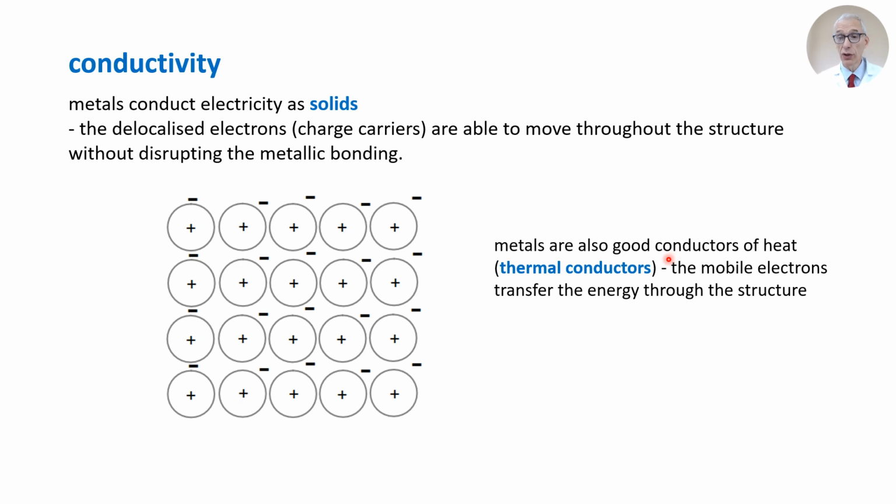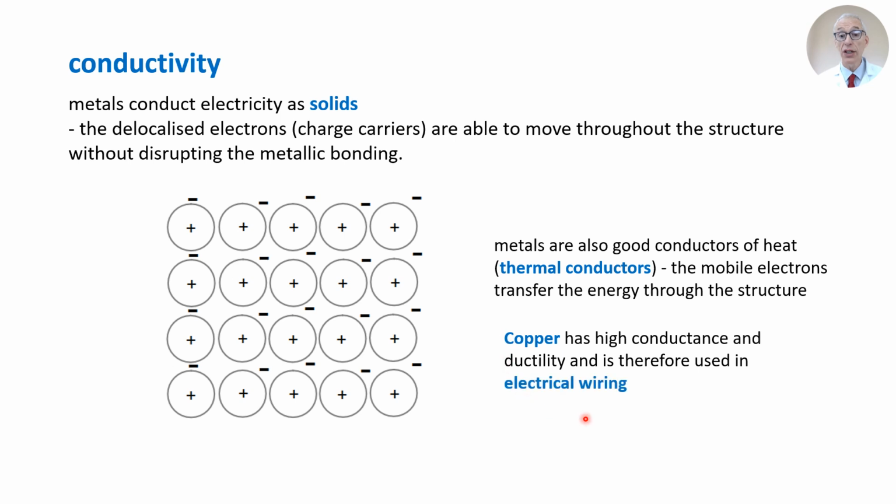But metals are also good conductors of heat, which we call thermal conduction. The mobile electrons again transfer the energy through the structure. So let's look at the use of copper. Copper, for your information, has high conductance and ductility. Can you think of a use that copper is put to in everyday life that depends on the high conductance and ductility of copper? Pause, have a think, come back when you are ready.